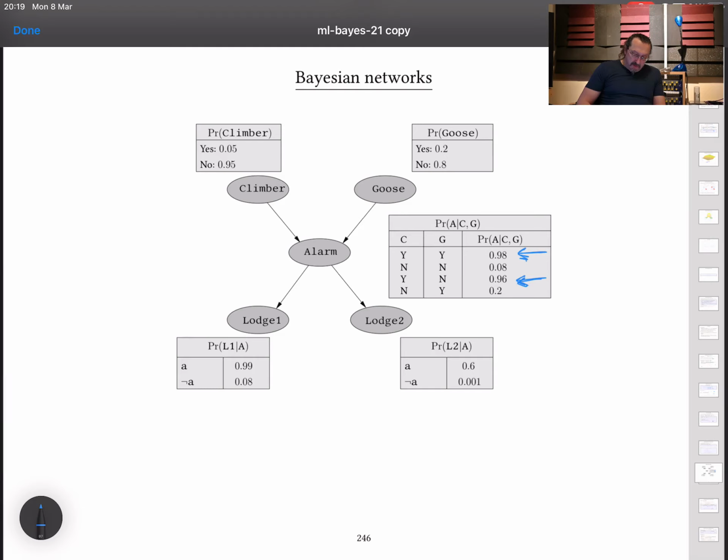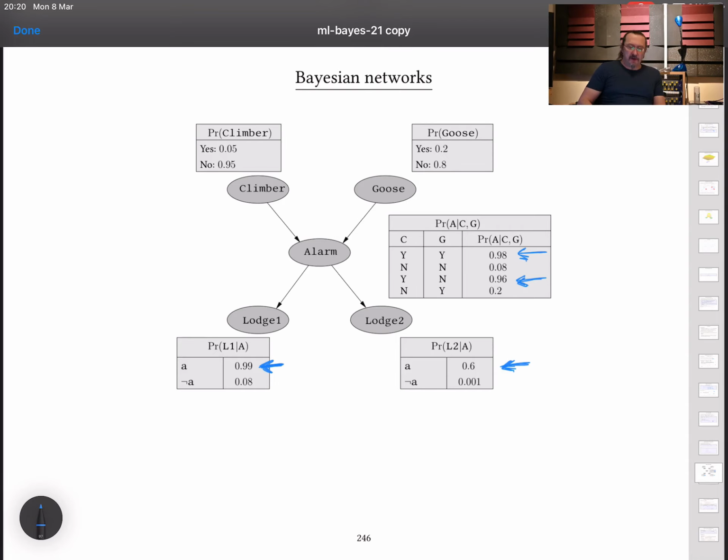And finally, the alarm can affect whether or not each of the porters' lodges raises a complaint. The alarm could cause either porter's lodge to raise a complaint. In the case of Lodge 1, there's a very high probability that a complaint will be raised if the alarm is going off, and in the case of Lodge 2, it's rather less. And Lodge 1 and Lodge 2 don't directly influence one another. Okay? Lodge 1 doesn't phone up Lodge 2 and say, "Hey, did you hear something?"